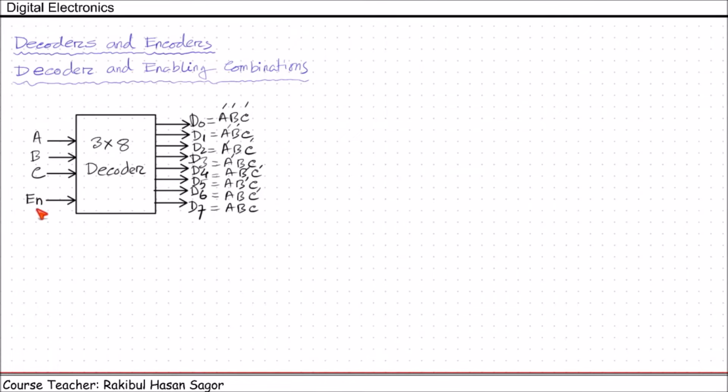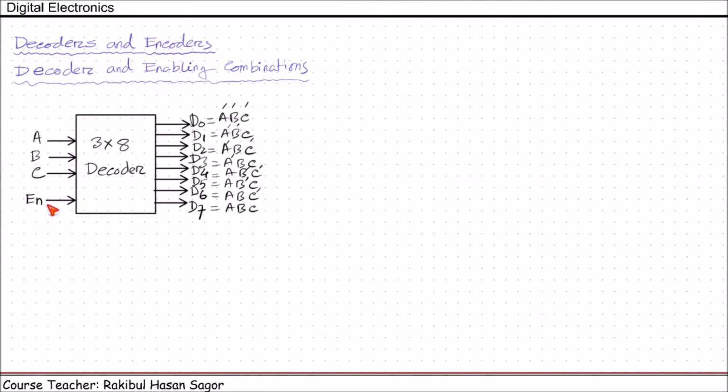If enable equals 1, that means En equals 1, then this 3 into 8 decoder will function properly. For example, if enable equals 1, then if A, B, C equals 0, 0, 0, then D0 will be 1, others will be 0. If A, B, C equals 1, 1, 1, then D7 will be 1, others will be 0. But if enable equals 0, whatever inputs we give, all the time outputs will be 0. That means it is disabling the decoder circuit.